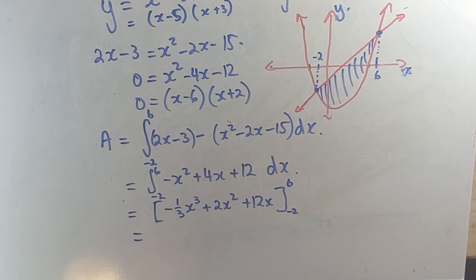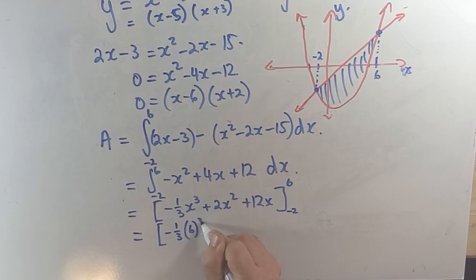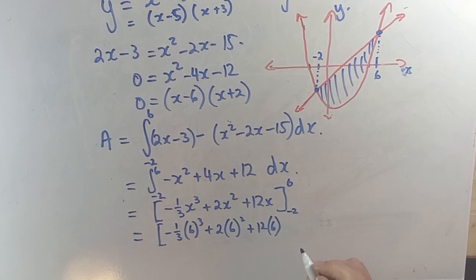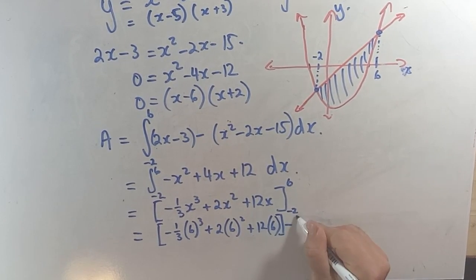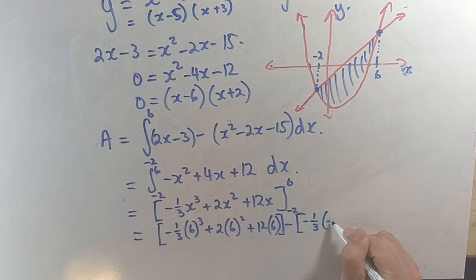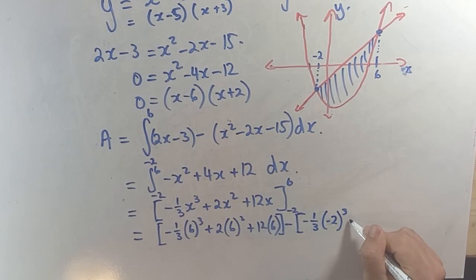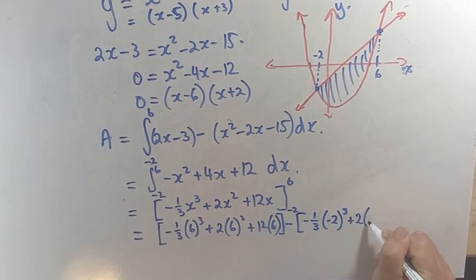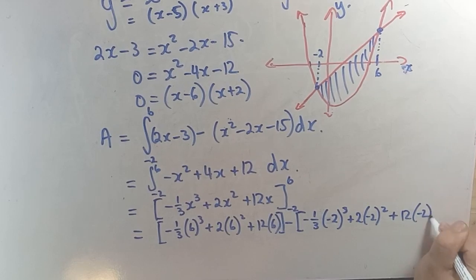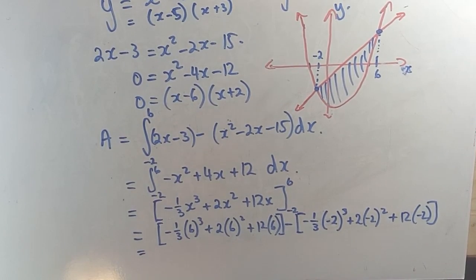Equals what we get when we put in 6. So we get -1/3 of 6 cubed plus 2 times 6 squared plus 12 times 6, minus what we get when we put in -2. So I get -1/3 of -2 cubed plus 2 times -2 squared plus 12 times -2. Okay, what does this all come out to be?